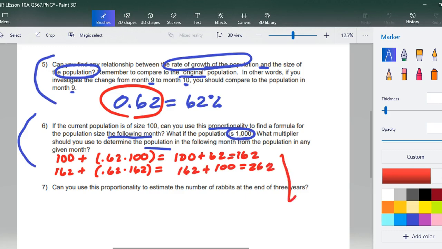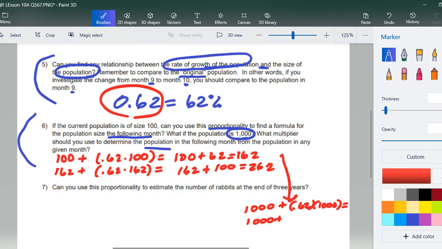The same thing would work if we have 1,000. It would be 0.62 of the 1,000. And so we would get, sorry, I'm thumb happy here.